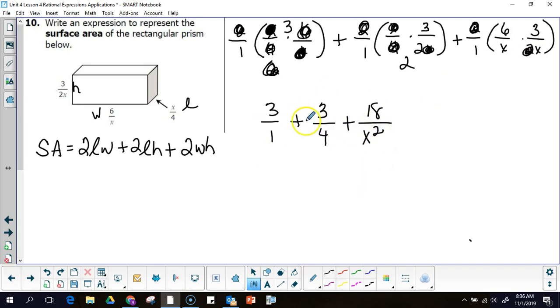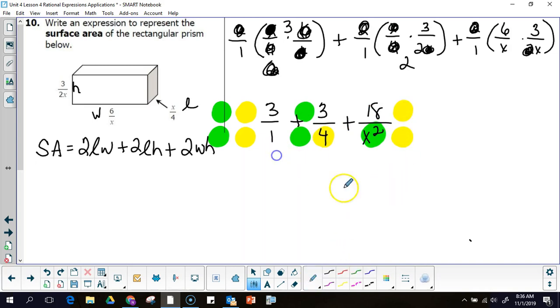Okay, so now I've got an addition problem, and I need each of these to be 4x squared. So let me see if I can use my highlighter to make this a little bit easier. So this one has yellow, and this one has green, and I need all of them to have the yellow and the green to be able to add them together. So over here, I'm going to have to multiply by both yellow and green to get what I need in this fraction right here. This one only needs the green. So I'm going to multiply it times the green. This one only needs the yellow. Multiply that one times the yellow.